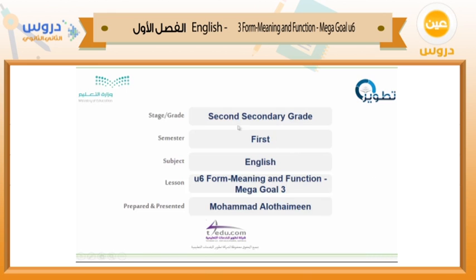Today we have a new lesson for second secondary grade, first semester, English subject. Today's lesson is Unit 6, Form, Meaning and Function in Mega Go 3 book. This lesson is prepared and presented by Muhammad الثاني.